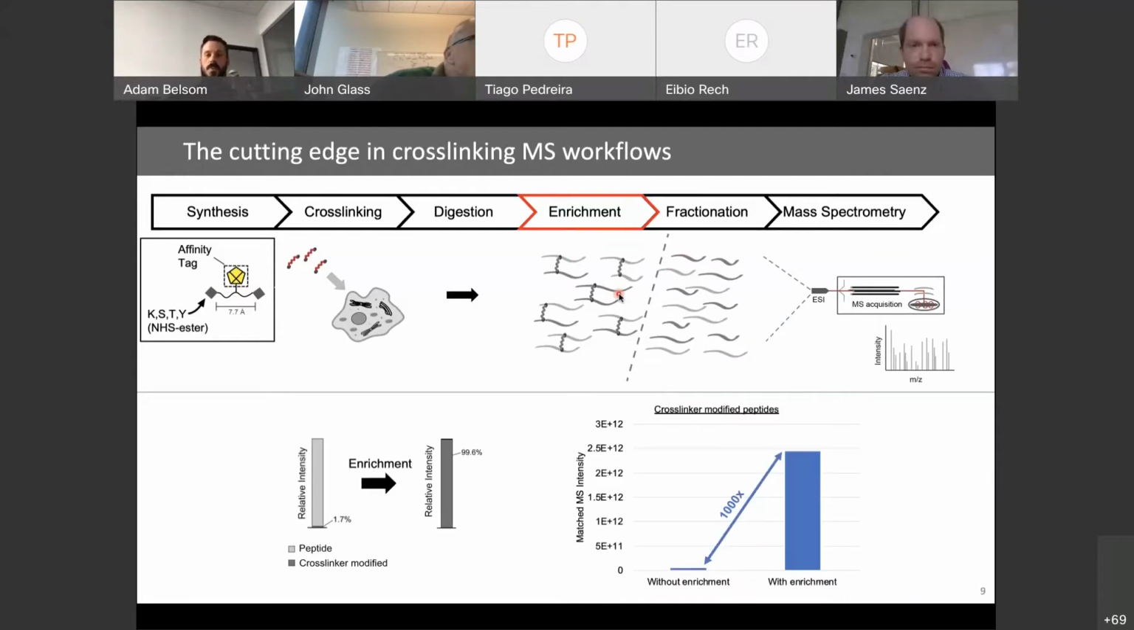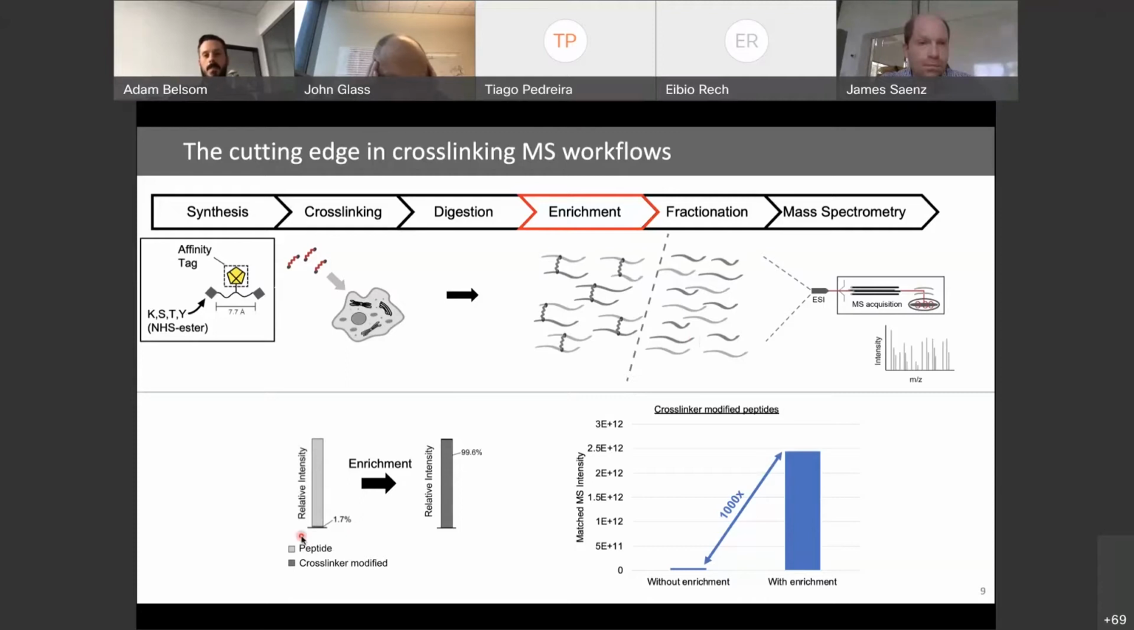And what does enrichment mean? Well, one of the problems with our method is that the cross-linked peptides we're interested in are very, very low abundant. We also analyze them in a very complex mixture of peptides, and within this mixture we have the linear peptides, which are the most abundant analyte, and which we're not actually interested in for our purposes.